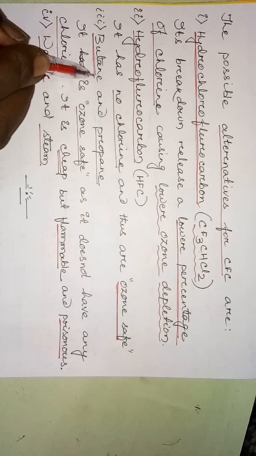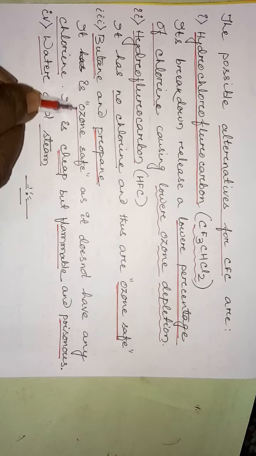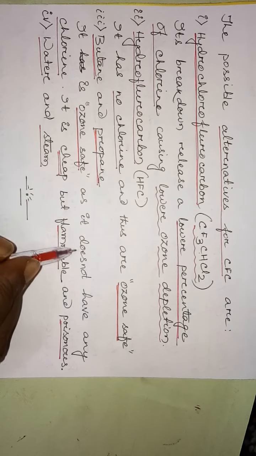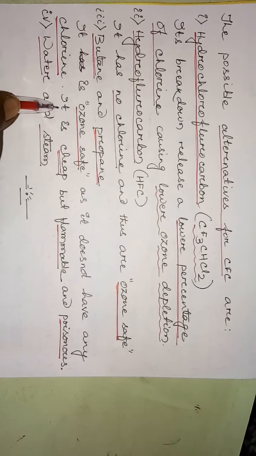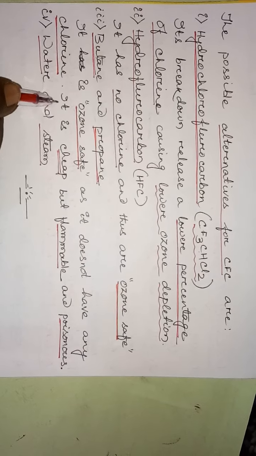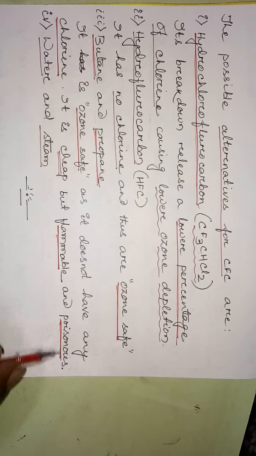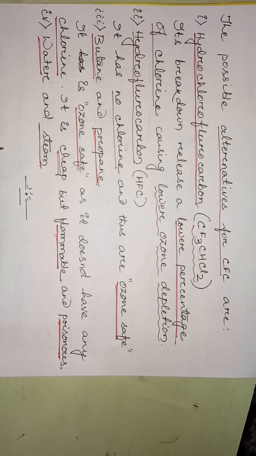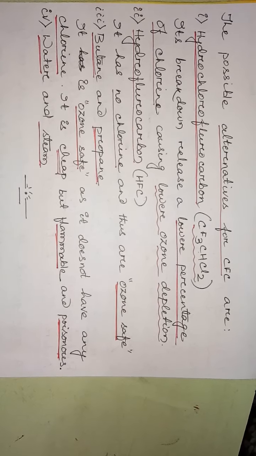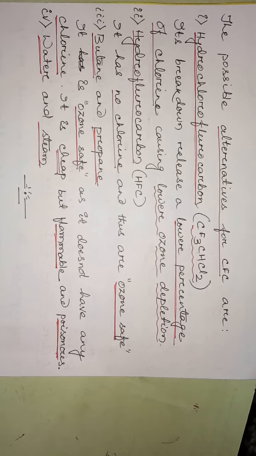Another alternative is butane or propane, which are hydrocarbons that are ozone safe as they do not contain any chlorine, and they are also cheap, but the problem is they are flammable and poisonous. Another alternative is water and steam. So these are the alternatives which we can use instead of chlorofluorocarbon.